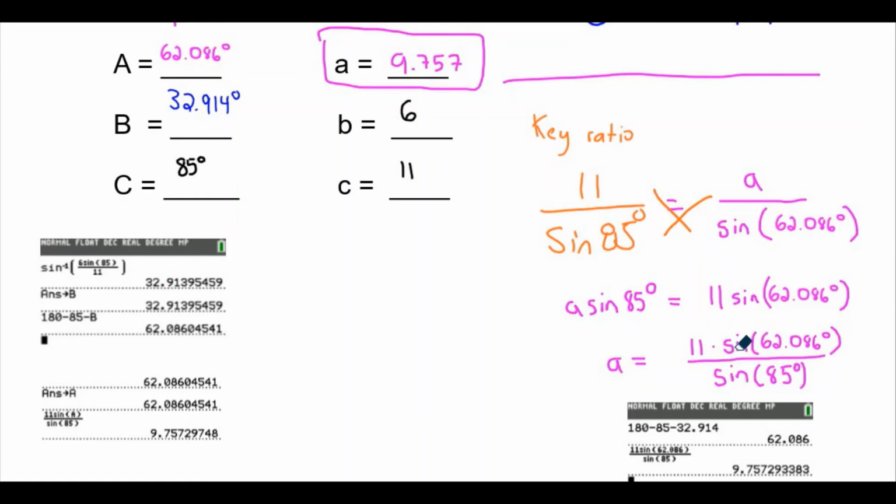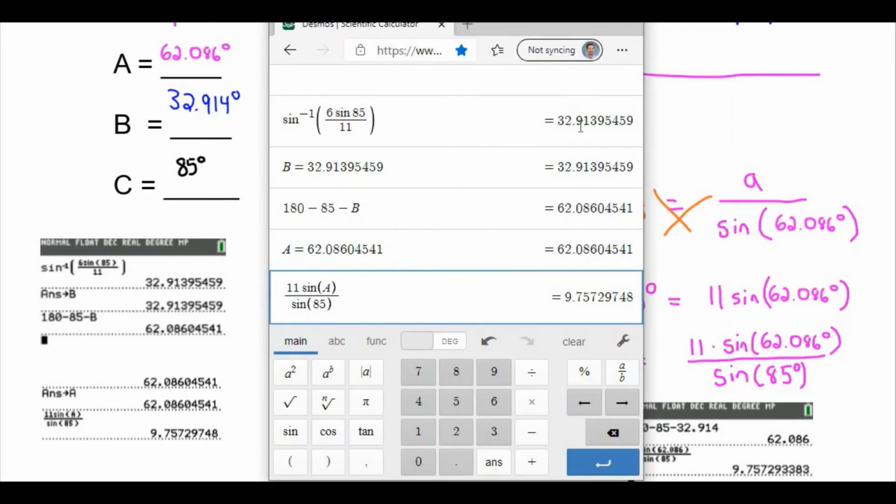Then I was able to calculate this piece by just typing in 11 sine A divided by sine 85. You can also do that on Desmos, which is even more convenient because you can just copy and paste like you normally would. You can see I typed that in, making sure it's in degree mode. I then said B equals this. I copied it and did 180 minus 85 minus B. Then I stored that as A by saying A equals. You can even use upper and lower case in Desmos, which is great. Then I did 11 sine A divided by sine of 85 to get that 9.757 as the other side.